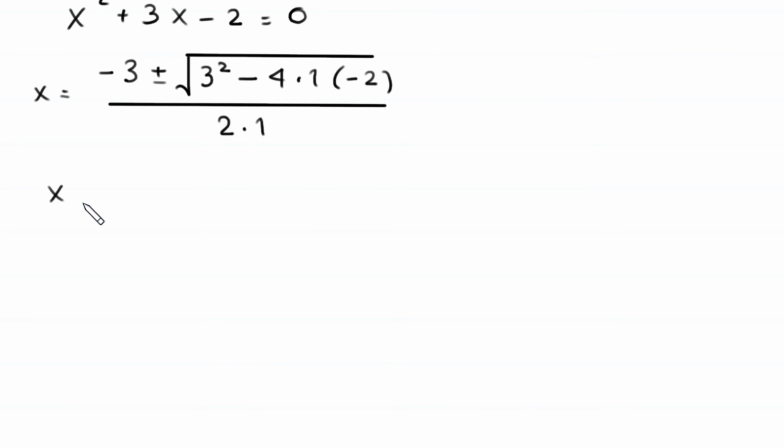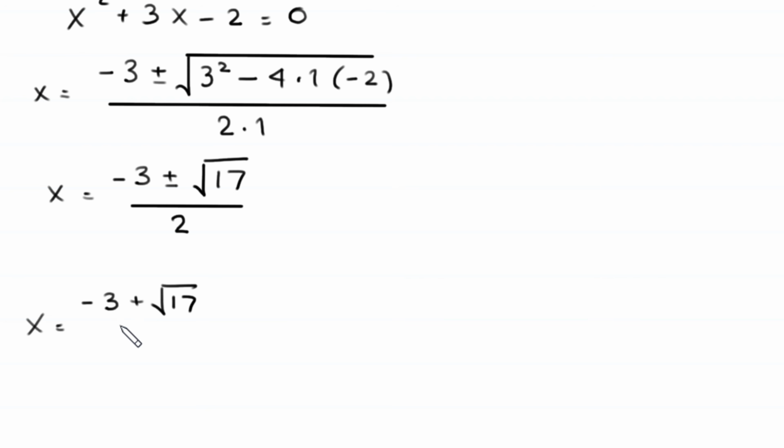Further simplify, this will become x is equal to negative 3 plus or minus 3 squared is 9, and negative 4 times negative 2 is plus 8. 9 plus 8 will become root 17 divided by this 2 times 1 will become 2. It means that from here we get two solutions. X is equal to negative 3 plus root 17 divided by 2, and x is equal to negative 3 minus root 17 divided by 2. Now we solve the second case.